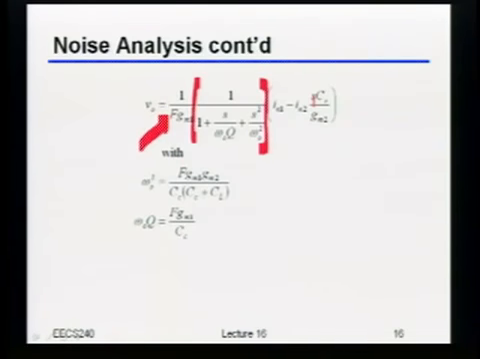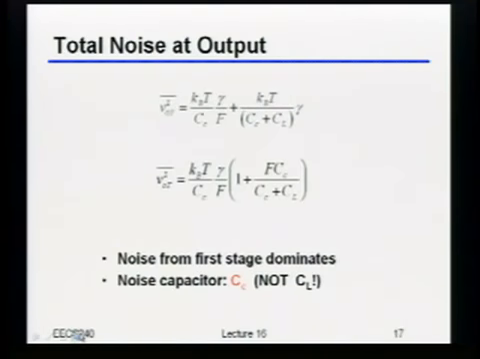I trust you can do this math at home, so I'm not going to spend a lot of time on it. But if you do the integration of that, following our standard procedure for how you deal with noise, you'll quickly find that the total noise at the output boils down to something that looks like this. I have kT over CC times gamma over F plus kT over CC plus CL times gamma.